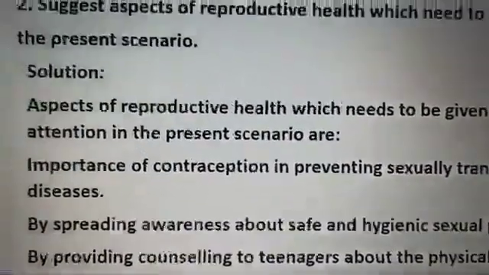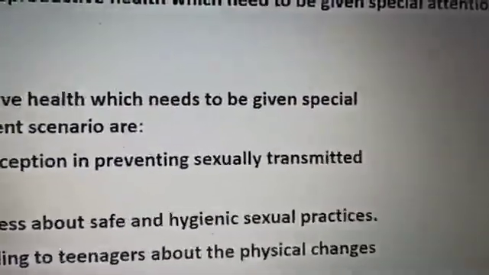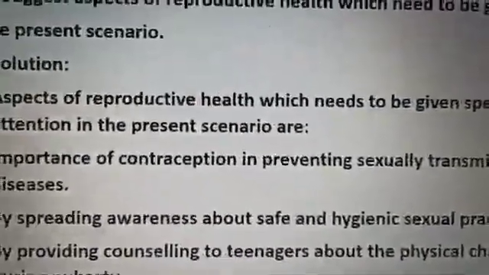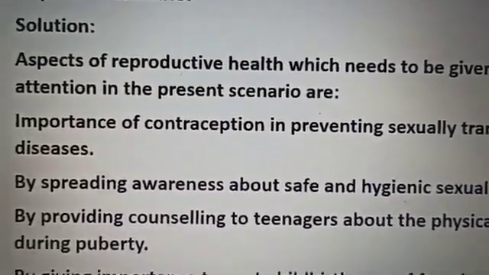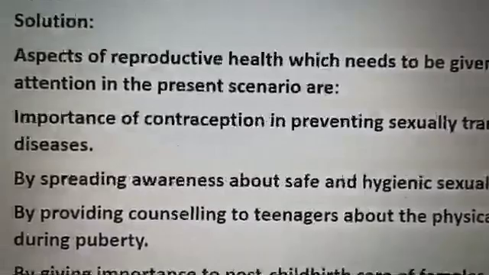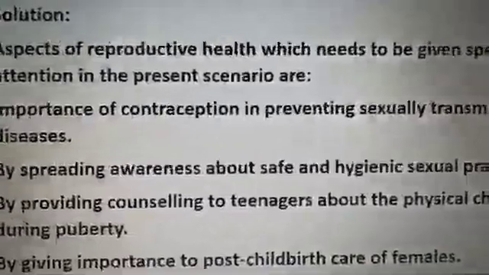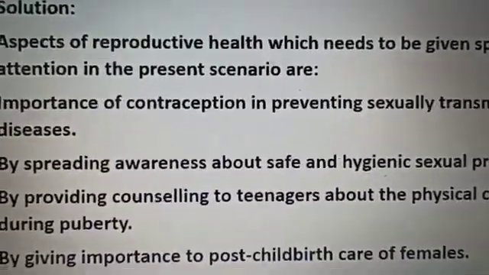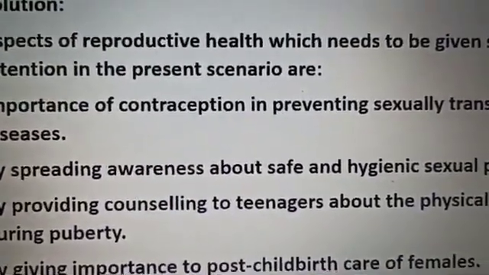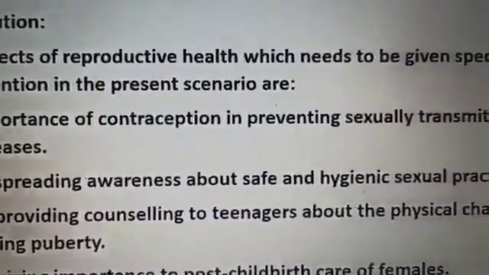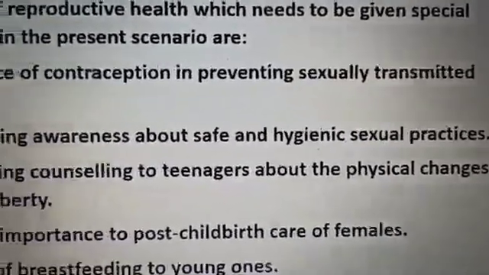The next question is, suggest aspects of reproductive health which need to be given special attention in the present scenario. So which things we need to give special attention to, that is, aspects of reproductive health. First is the importance of contraception in preventing sexually transmitted disease, that we have discussed in the previous question also. Contraception must be used for preventing the transmission of STDs. Next is spreading awareness about safe and hygienic sexual practices.